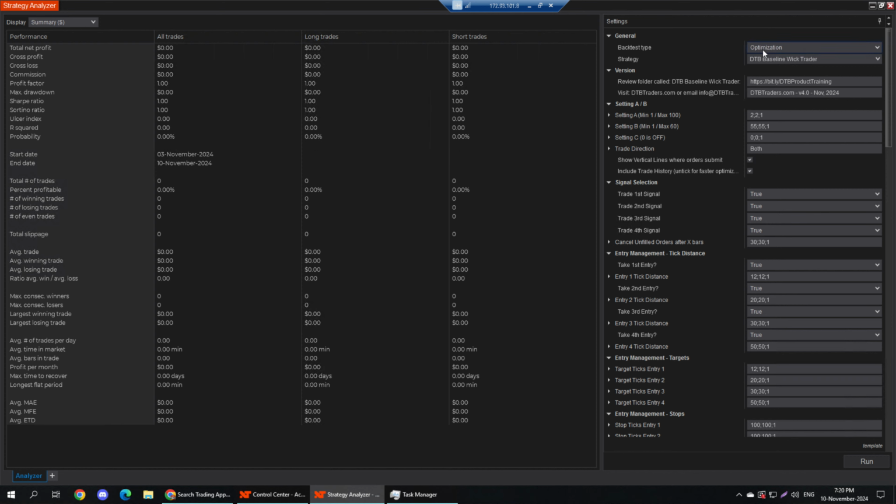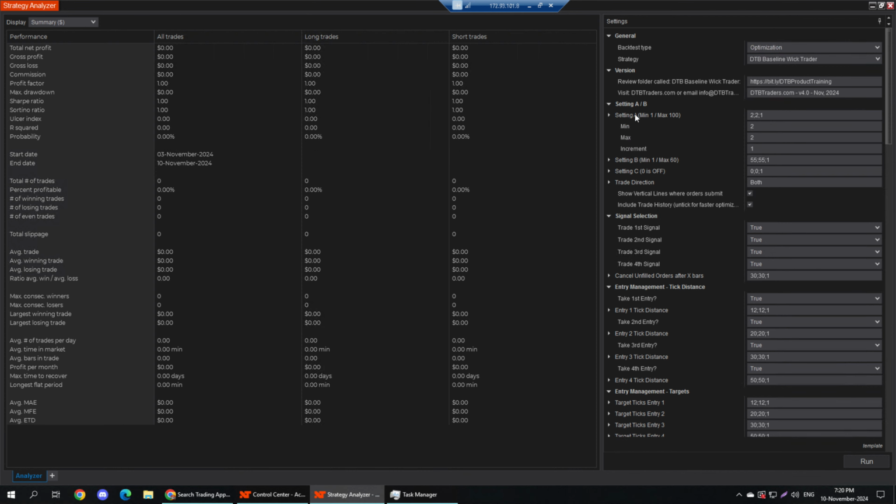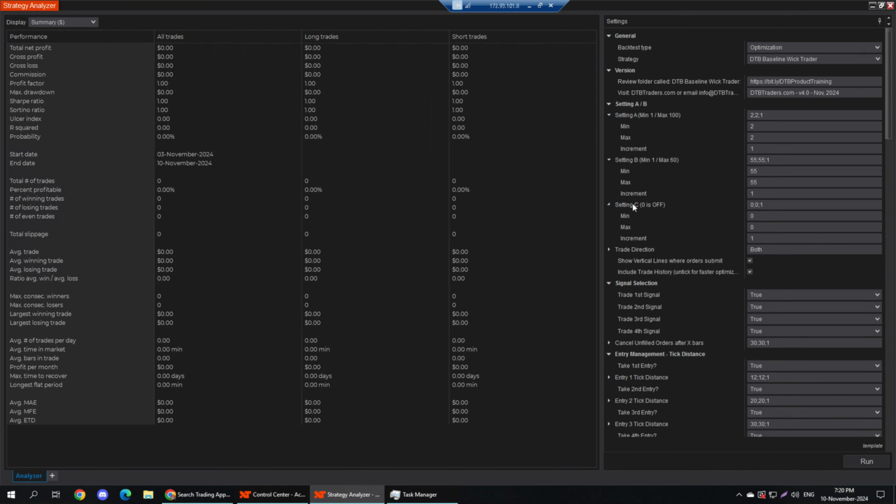So when you are seeing these settings, setting A, setting B, and setting C, there's a combination of tools that represent setting A, and a combination of tools that represent setting B. I'm not going to tell you exactly what is behind setting A and setting B and setting C. All that you need to know is that setting A can be optimized between 1 and 100 under extreme circumstances, and setting B can be done between 1 and 60, and setting C is basically the same as setting B, but for a second indicator.